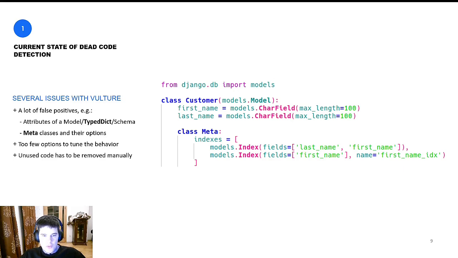The second issue was that there were no convenient options to tune out these false positives. I had to explicitly silence every single attribute by its name in order to remove those false positives from the Vulture output. And whenever a new attribute is added, I had to add it to the Vulture configuration as well. That makes Vulture not very convenient to use.